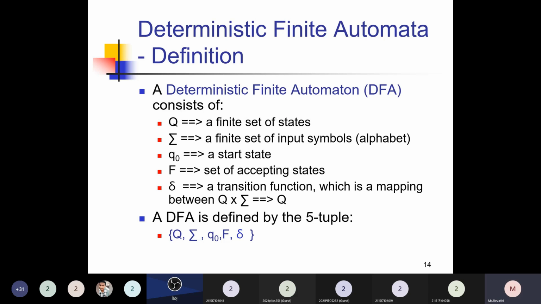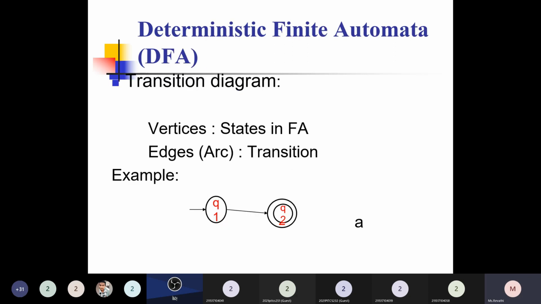It accepts capital Q and the alphabet. What is capital Q? It is the current state, and the alphabet means the current input symbol. Based on these two values, this DFA will decide the next state. So this is the formal definition.